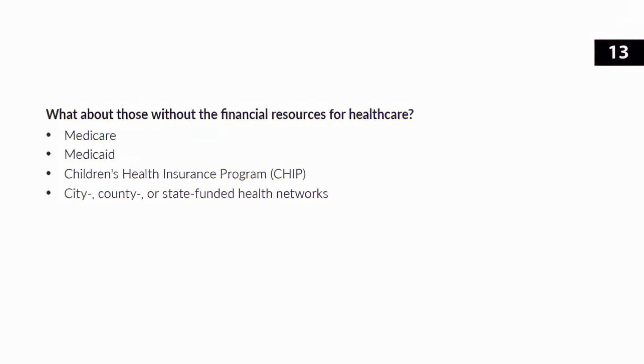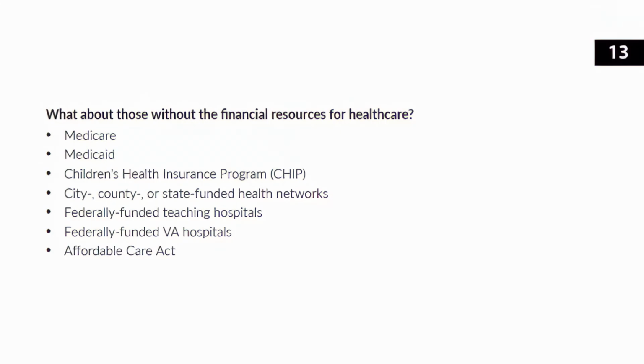City, county, and state-funded health networks are more local networks that we develop to care for indigent patients that are paid for by local taxes. Federally funded teaching hospitals receive federal funds to help cover the cost of teaching medical students. Federally funded VA hospitals are a network of hospitals just for military veterans. And then there's the Affordable Care Act. This is relatively new and seems to be changing every year. It's unlikely to be on your test.